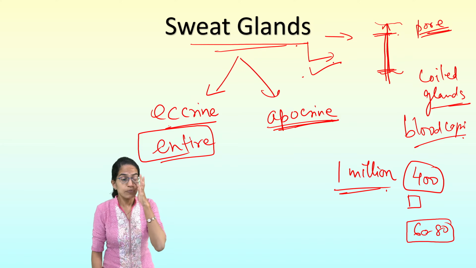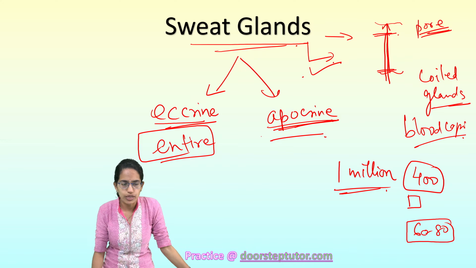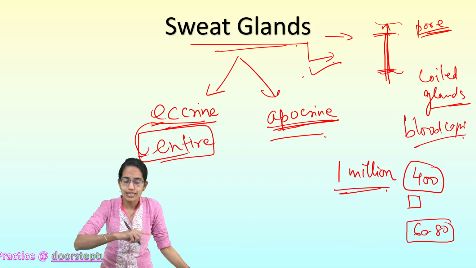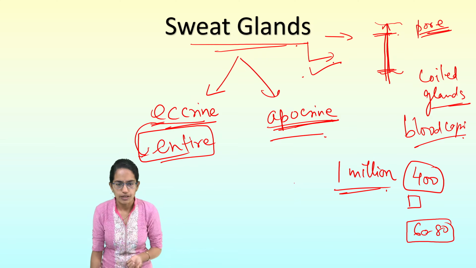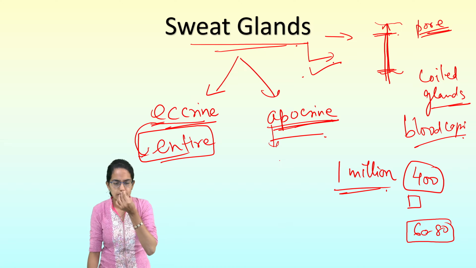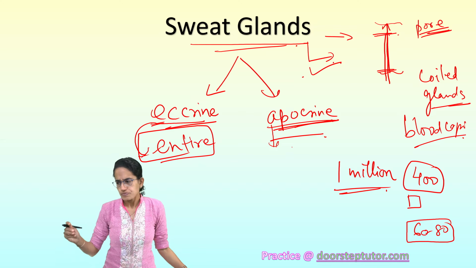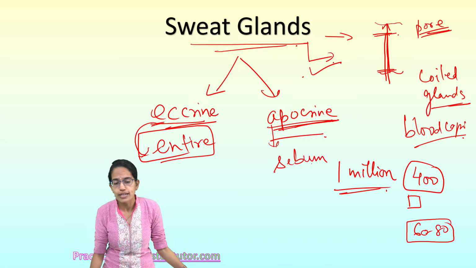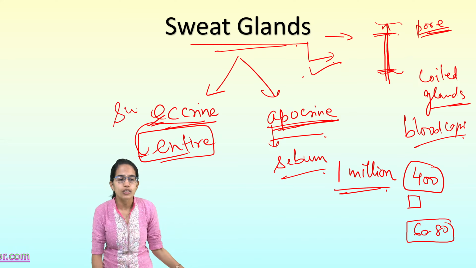I repeat again, the classification of sweat glands is important. It is eccrine and apocrine. Eccrine starts with E, so the good way to remember is E for eccrine, E for entire. That means eccrine sweat glands are present on the entire body. Apocrine sweat glands are present only on the axillary parts or the genital parts. And in the apocrine glands, there are hair follicles that mix with sebum or the oil glands. However, the eccrine sweat glands release only sweat.